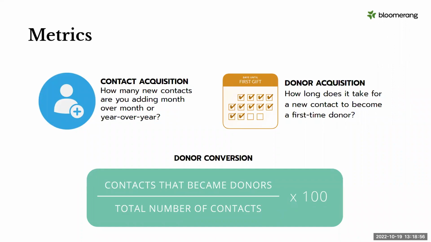Now, for donor conversion, the simple formula here is contacts that became donors divided by total number of contacts times 100. So this takes a look at how effective you are at converting contacts or constituents into donors. What percentage of your contact list are actually donors and are actually giving to your organization?